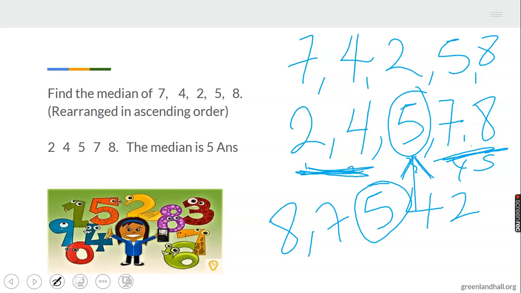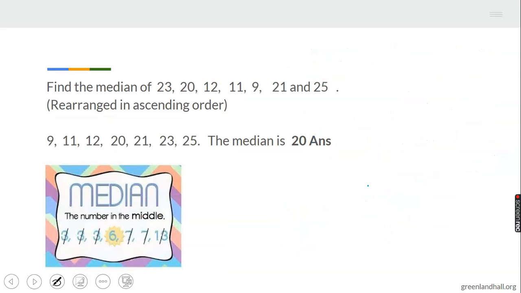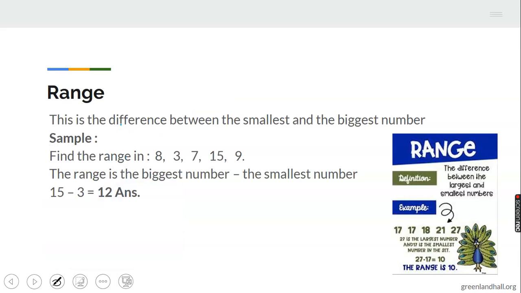Look at this girl. She's trying to be at the middle. She's pushing every other number away and saying, hey, I am the median. Look for me. Look for me. All right, so we also have it here. The same thing we have to do here. Rearrange in ascending order. Okay, so 9, 11, 12, 20, 21, 23, and 25. It is so easy to spot here that 20 is the middle number. Alright, so we move now to range.